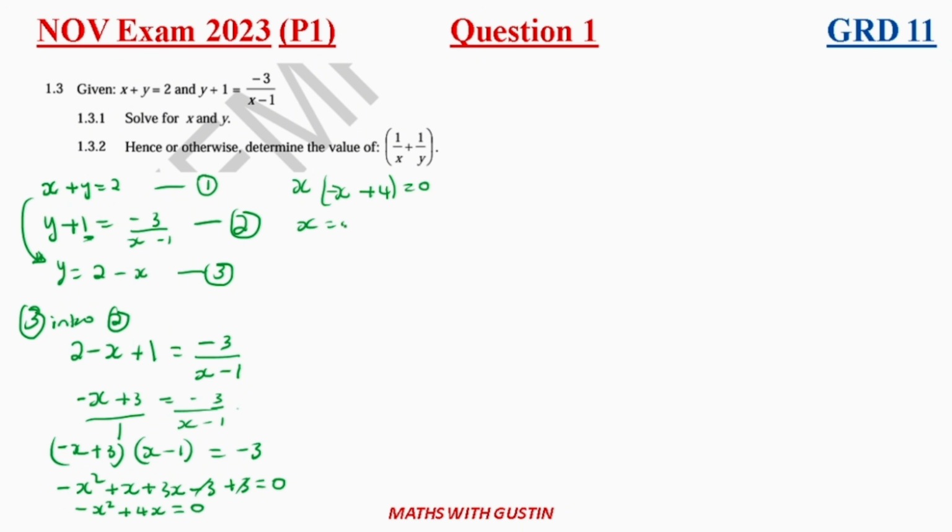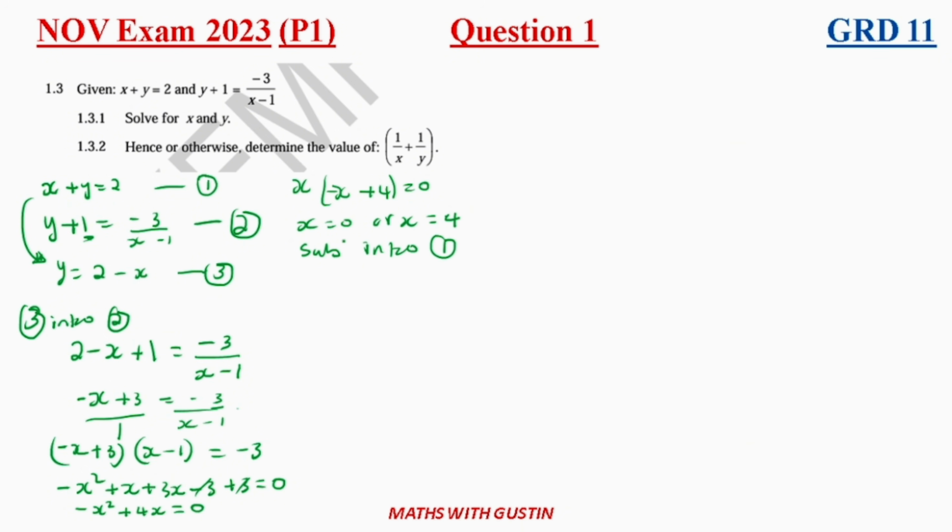So therefore x is equal to 0, or x is equal to 4. Okay, because I had taken this one, that side is going to be negative 4. Negative 4 divided by negative 1 is going to be 4. All right, then we go back, we substitute back into equation number 1.